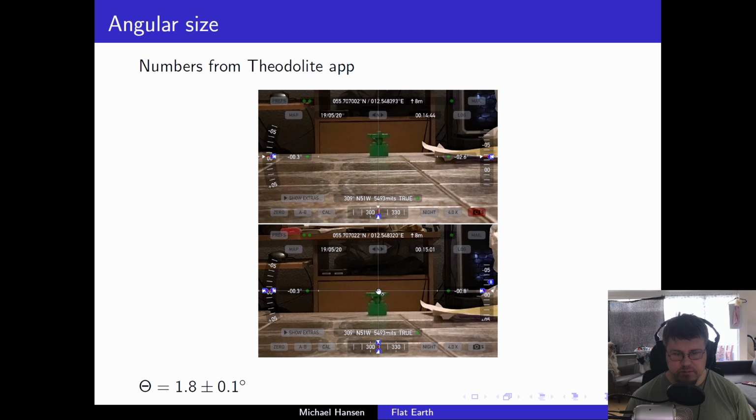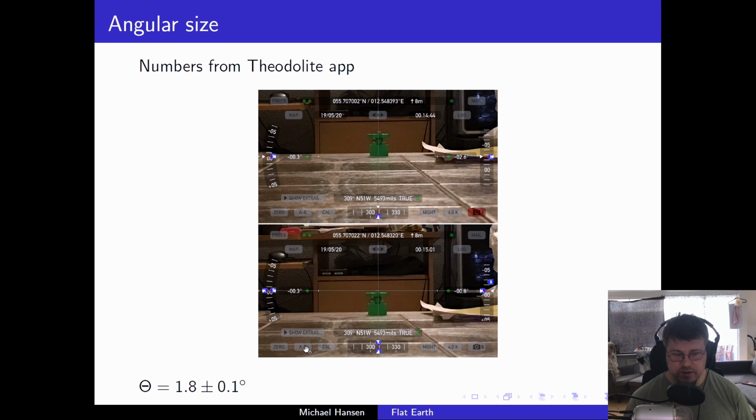Then you move it up to the top of the object that you want to measure, and you press here again and say A. As you can see here, I have A here and B here. So this is the angular height of that object at that distance. That is the angular size.